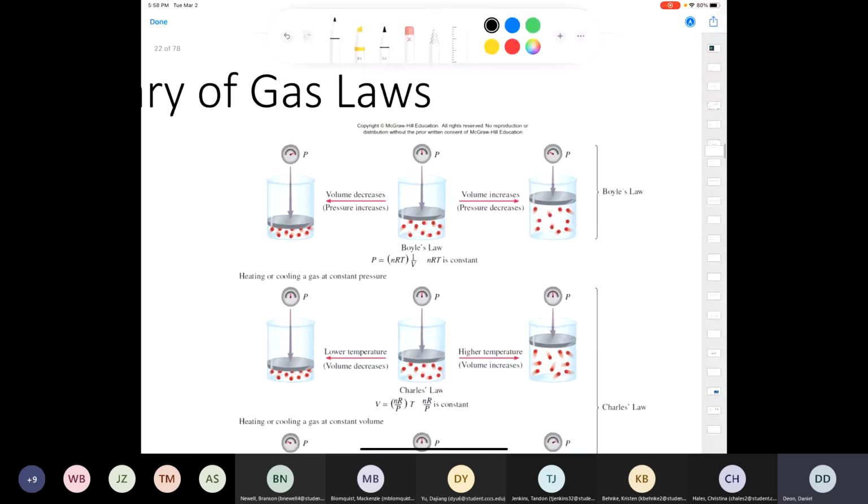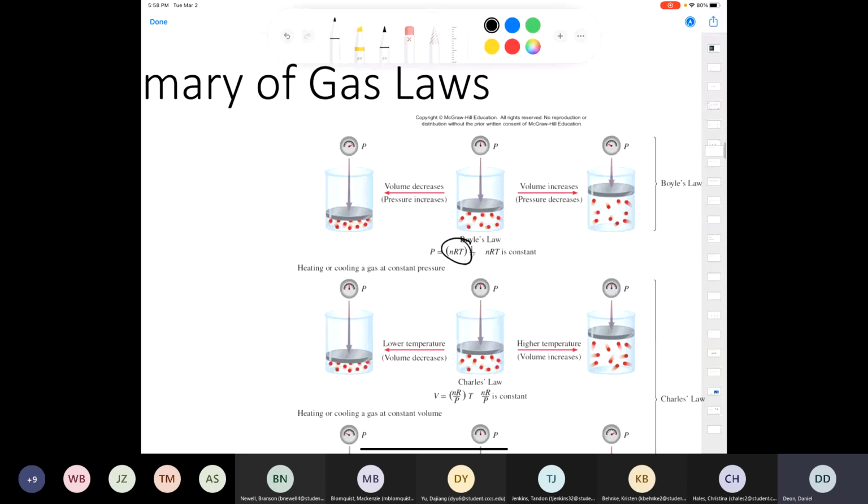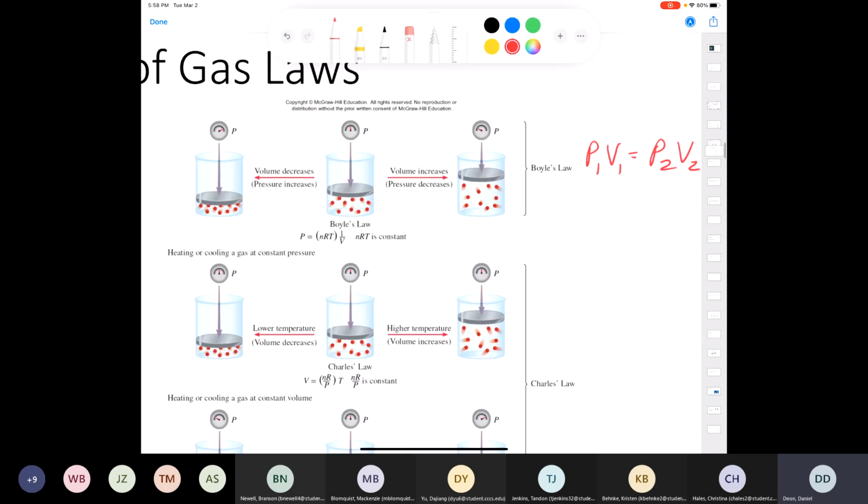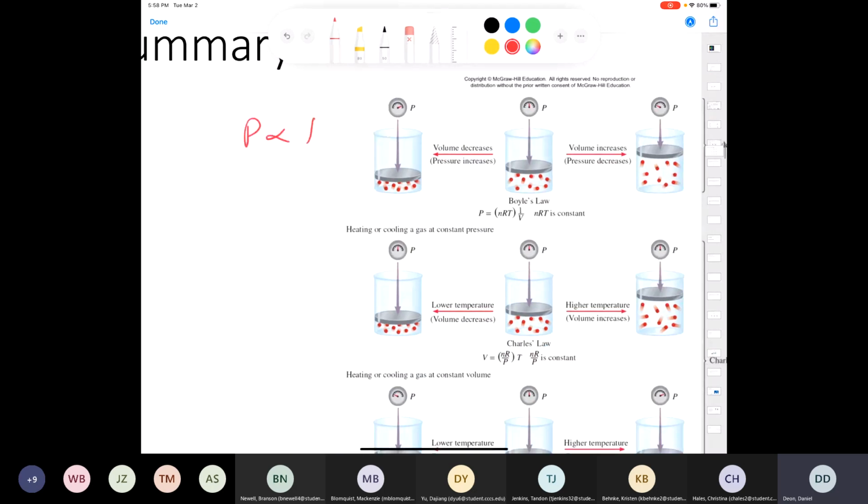The first one is Boyle's law, okay? And if you're wondering about all this nRT and stuff, don't worry. Next class, I'll talk about this even more. But what was Boyle's law? Boyle's law was that pressure and volume are inversely proportional. We said that P1V1 is equal to P2V2. Again, pressure is inversely proportional to volume.